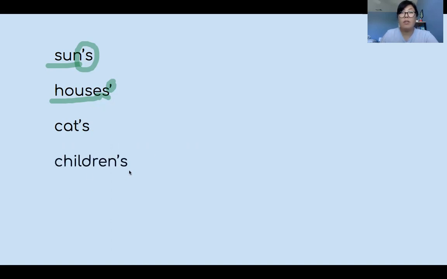Children's. Now this is tricky. Children is actually a plural noun. Children means more than one child. However, children doesn't have an s at the end, so we add apostrophe and s. Plural nouns that end in s, only if it ends in s, then you need to put the apostrophe, like houses. Doctors', more than one doctor, so then you put the apostrophe at the end.